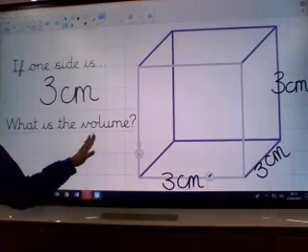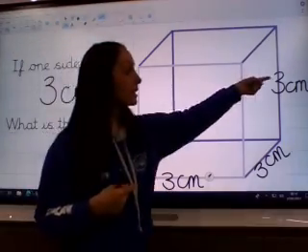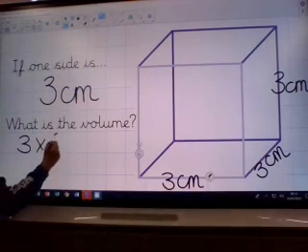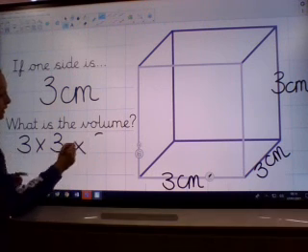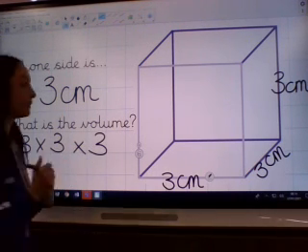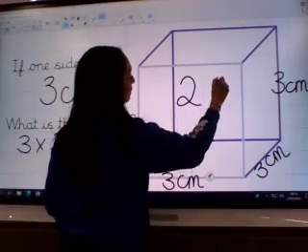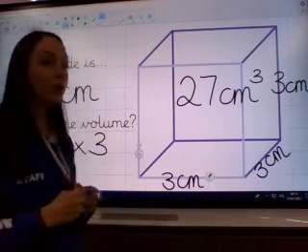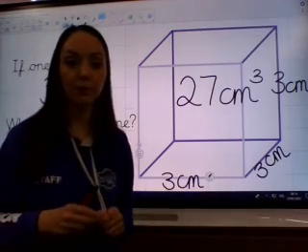Okay, so to work out the volume then, all I need to do is this one times this one times this one. So 3 times 3 times 3. Okay, so 3 times 3 is 9, 9 times 3 is 27. So the volume of this cube would be 27 centimetres cubed.